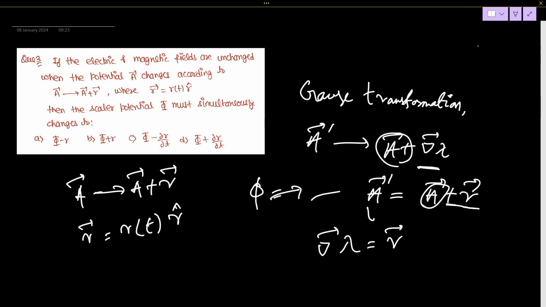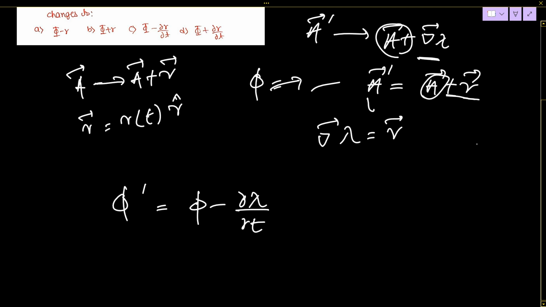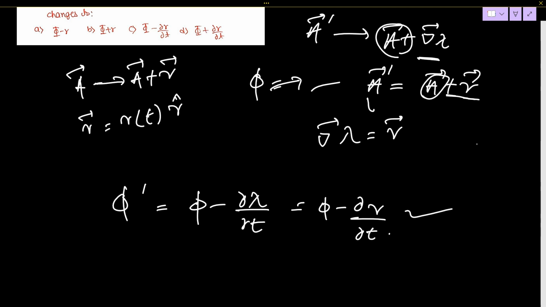So now I can write phi dash. What is the formula of phi dash? Phi dash we know is phi minus del lambda by del t. So can I write it like this: phi minus del R by del t. Is it clear? Simple. We just put R in place of lambda, right?